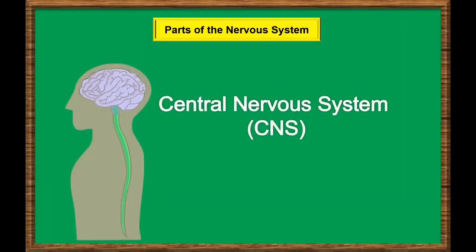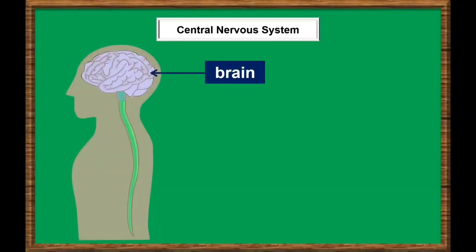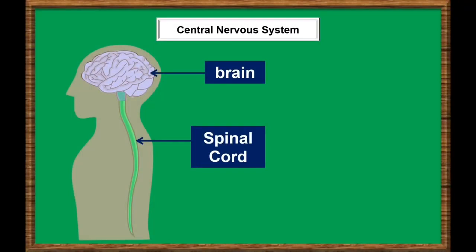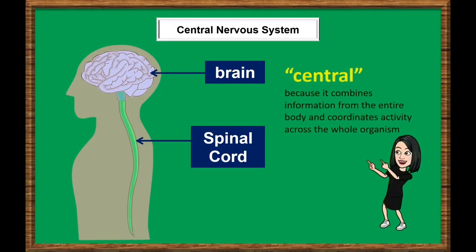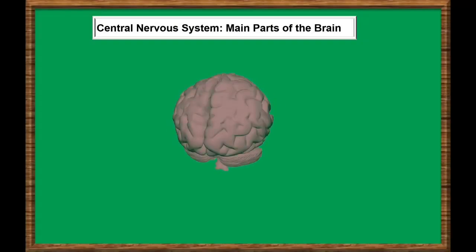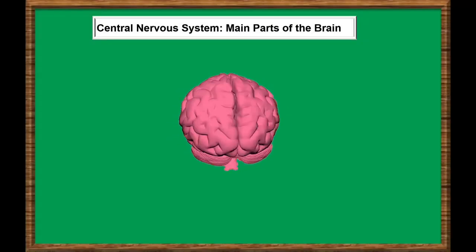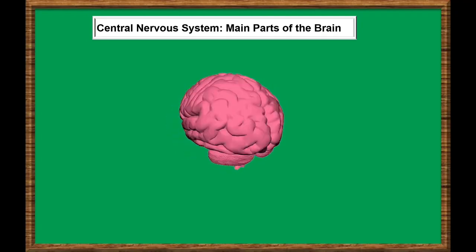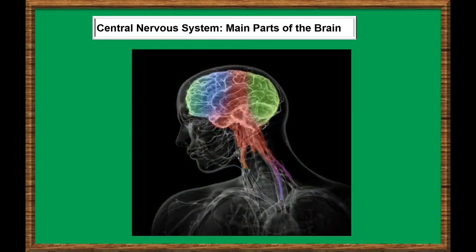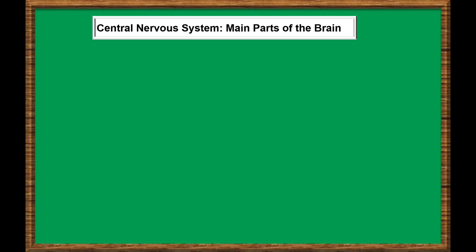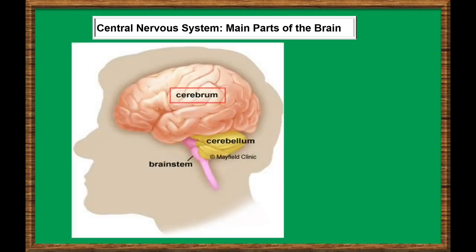The central nervous system, or CNS. The central nervous system consists of the brain and the spinal cord. It is referred to as central because it combines information from the entire body and coordinates activity across the whole organism. The brain plays a central role in the control of most bodily functions, including awareness, movements, sensations, thoughts, speech, and memory. The brain has three major parts: the cerebrum, cerebellum, and brainstem.